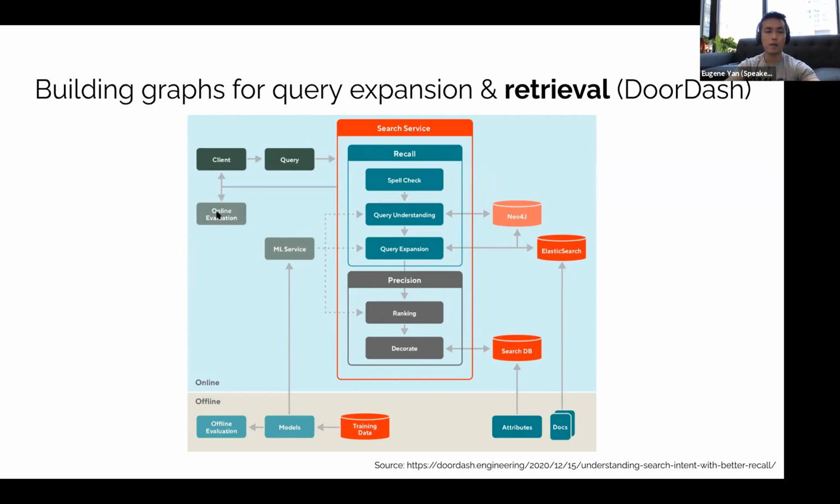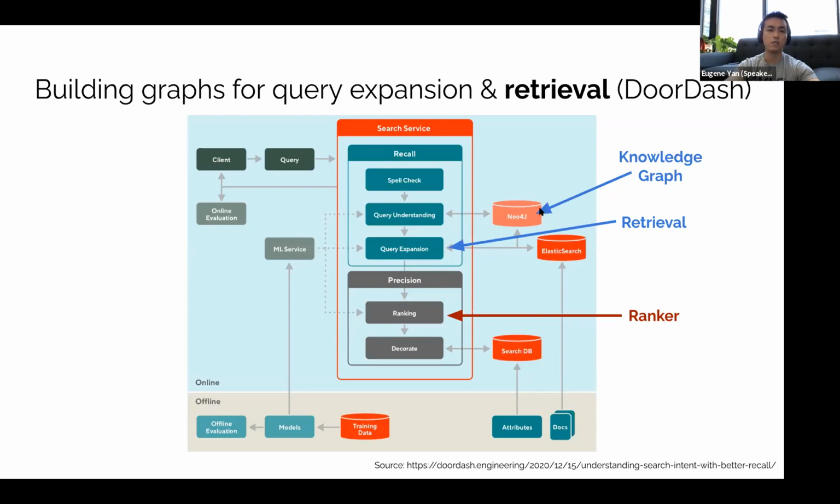And of course, they have offline evaluation, which they do before deploying new models. And over here, we see the same familiar components: the knowledge graph in place of a feature store, or in place of the approximate nearest neighbors for retrieval, and that's how they use it for expansion. And of course, they have the ranker here.